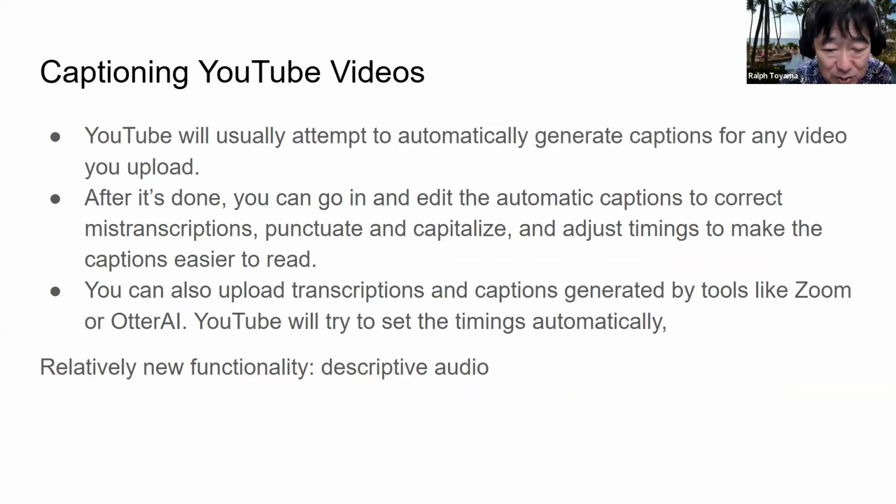Now a few words about captioning YouTube videos. When you upload a video to YouTube, it will usually automatically try to generate captions, which is really cool. Not always accurate, but it's very helpful. It's gotten a lot better over the years. Then you can go in and edit any mistranscriptions. You can punctuate it, maybe rearrange the words a little bit, and adjust the timings for readability.